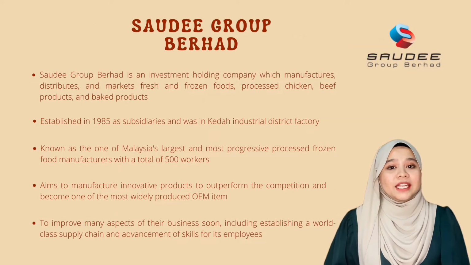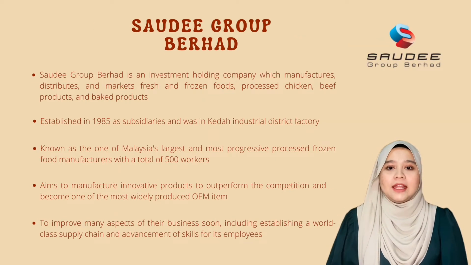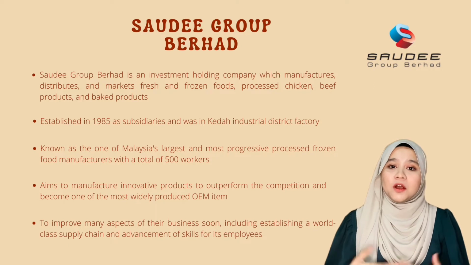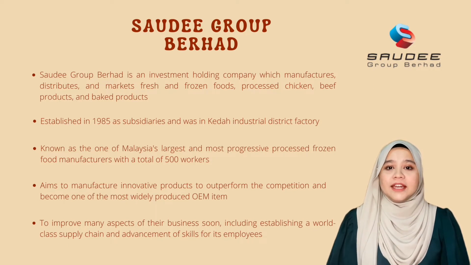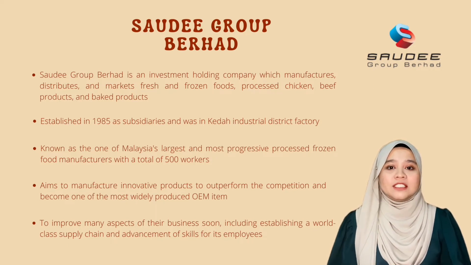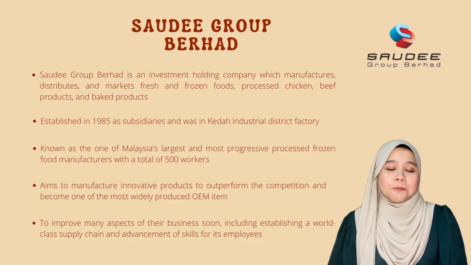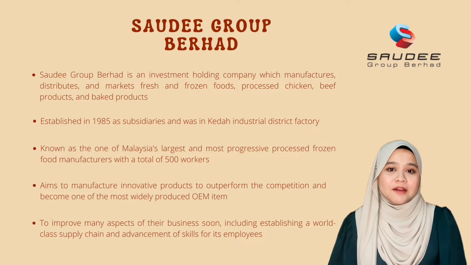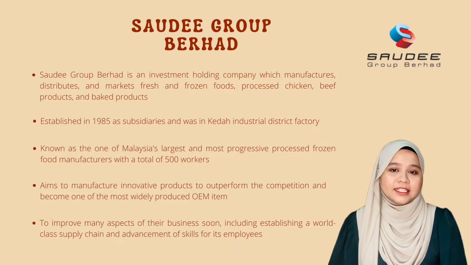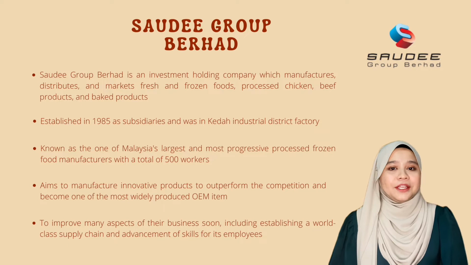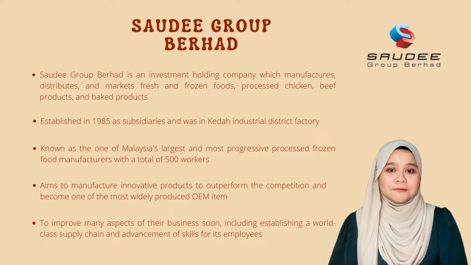The second company that I chose is Saudi Group Berhad. Saudi Group Berhad is an investment holding company which manufactures, distributes, and markets fresh and frozen foods, processed chicken, beef products, and baked products. This company was established in 1985 as a subsidiary and was in Kedah Industrial District Factory. Saudi Group is also known as one of Malaysia's largest and most progressive processed frozen food manufacturers with a total of 500 workers.